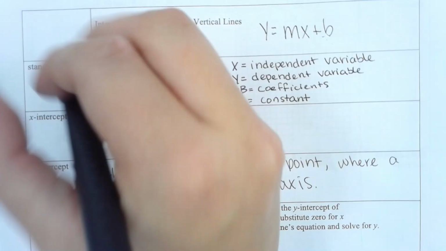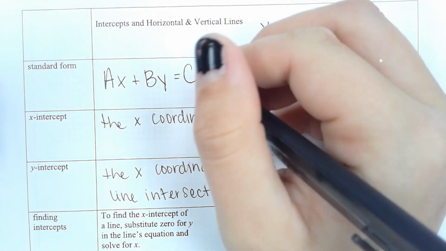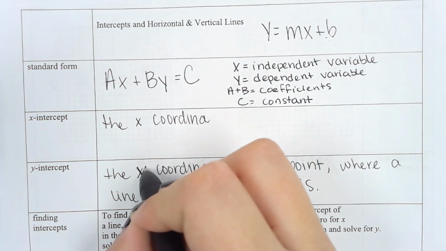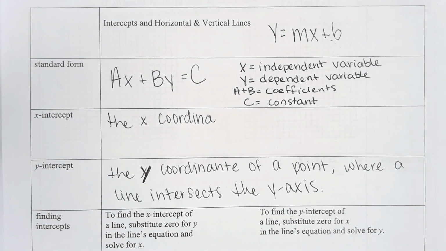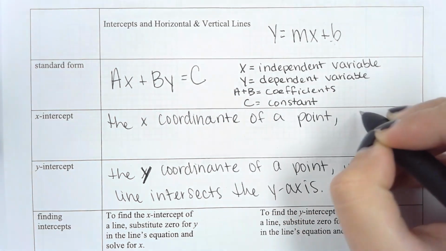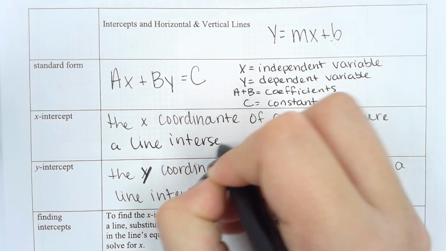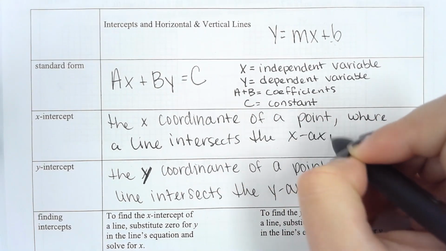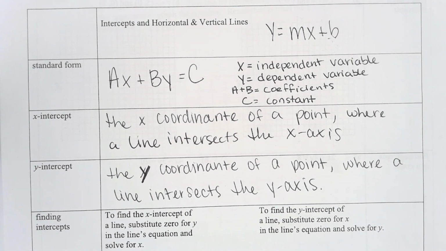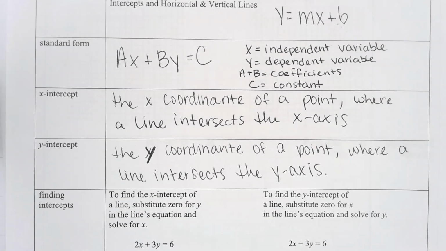So our x-intercept is the x-coordinate, this one down here should be y. So it would be the x-coordinate of a point where a line intersects the x-axis. So it's the point where the line crosses the x-axis, just like for the y-intercept, it's the point where the line crosses the y-axis. As you guys know, you can pause the video and write all this down, but I'm just going to go ahead and move on.